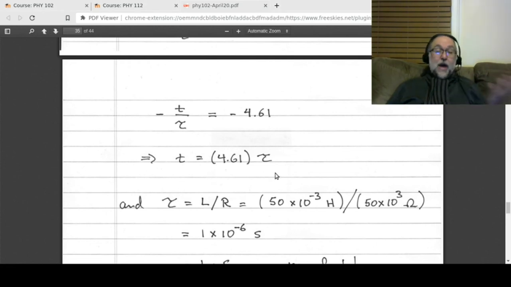And you say, but do I know tau? And you do, because I told you what L is, and I told you what R is, and tau is equal to L over R. So L is 50 millihenries, so that's 50 times 10 to the minus 3 henries.